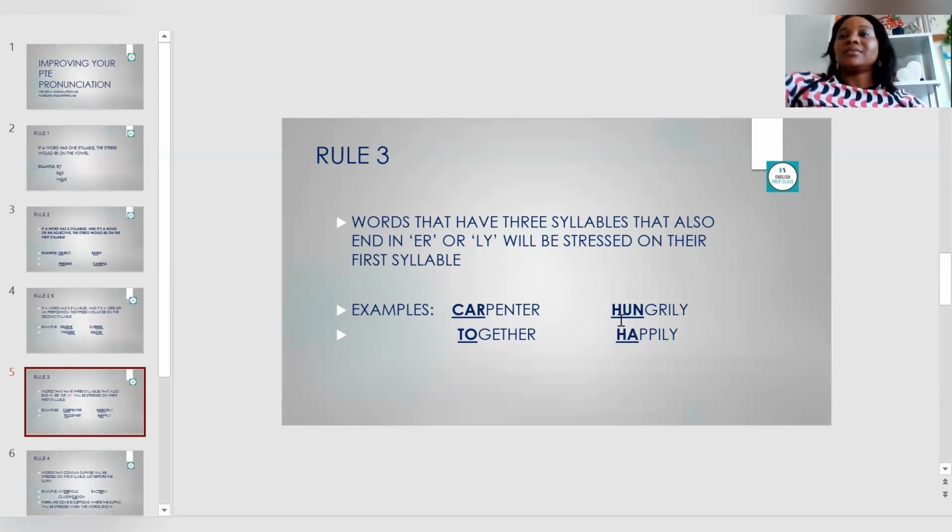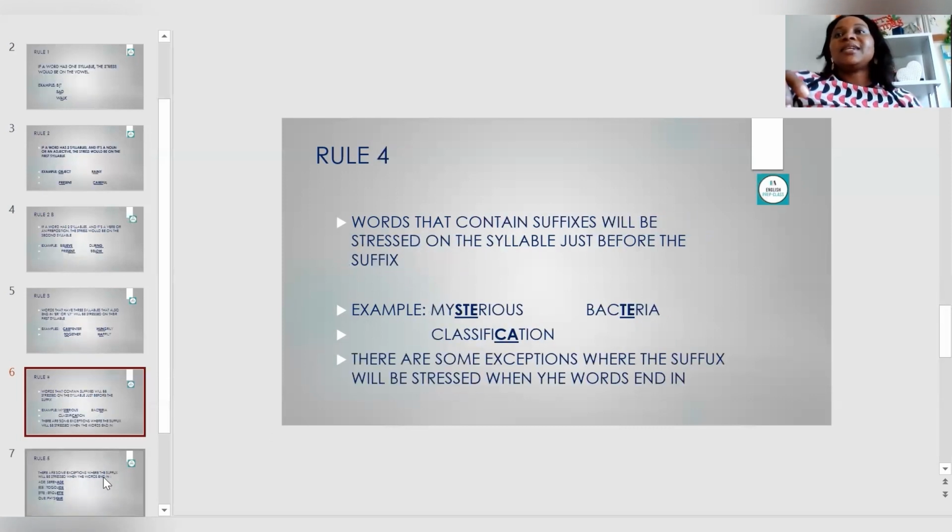on their first syllable. I know sometimes you think it's green because of the power, but funny enough, this is where the stress is. Then here, happily. Words like happily, this is where the stress will be. This one is together. This is where the word will be stressed because it's ending in ER or it's ending in LY. So the stress will be on the first part of the word, which is the first syllable. Okay.